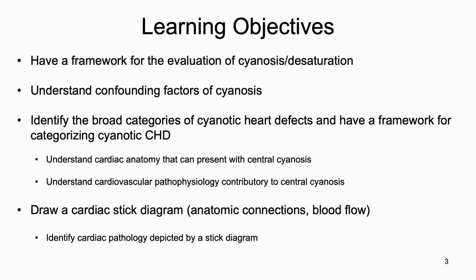So what are our learning objectives? The objectives are to create and have a framework for the evaluation of cyanosis or desaturation, understand the confounding factors of cyanosis, identify the broad categories of cyanotic heart defects, and have a framework for categorizing cyanotic congenital heart disease. You have to be able to understand the cardiac anatomy that can present with central cyanosis, and also understand the cardiovascular pathophysiology contributing to the central cyanosis.